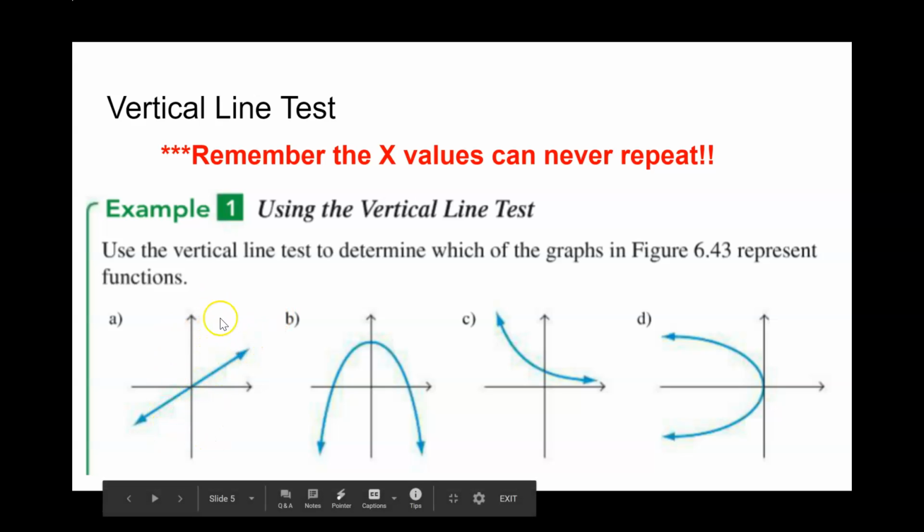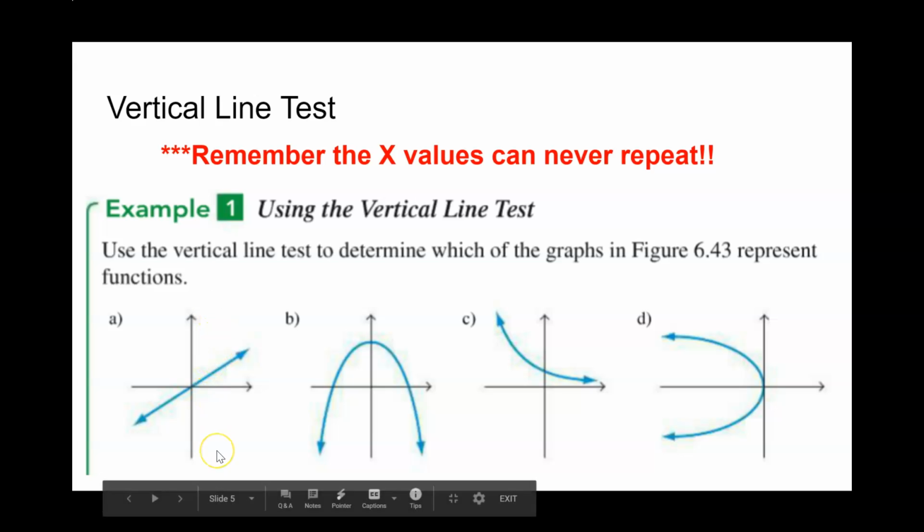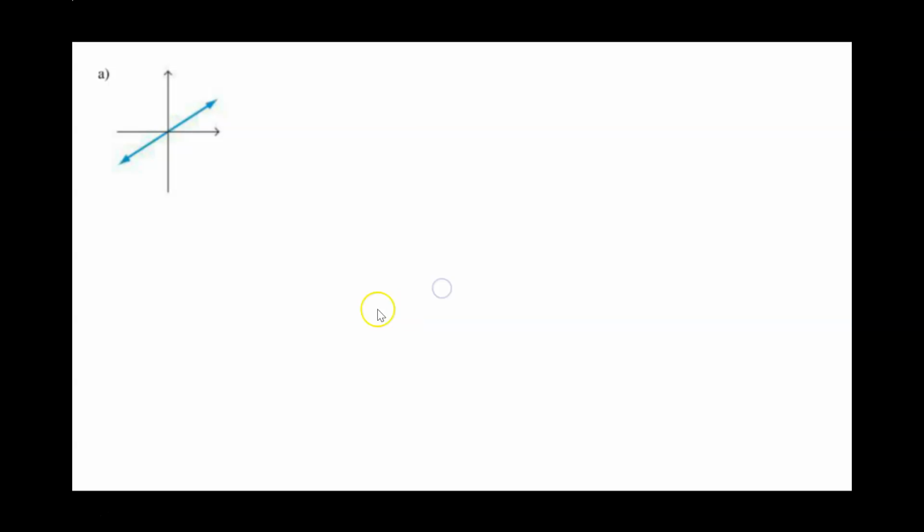My goal is to see if I can draw a vertical line and see if this graph hits it more than one time. If I draw it here, it only hits it one time right here. So this is considered to be a function. If I draw the vertical line over here, I only see it hits it one time. Draw it here, one time. However, I get down to here and I draw a straight line all the way down. It hits it one time, two times. So this one here is the only one that's not considered to be a function.